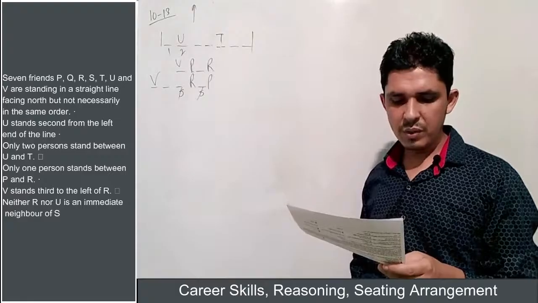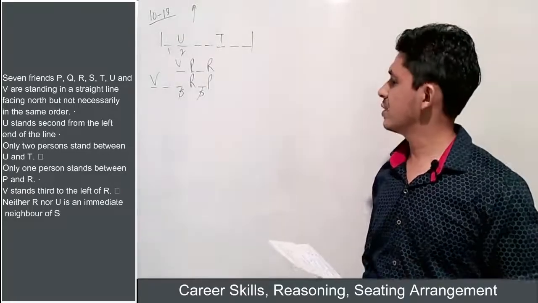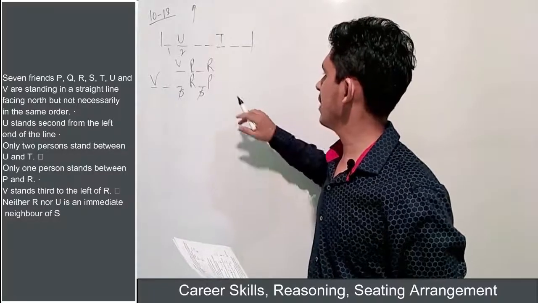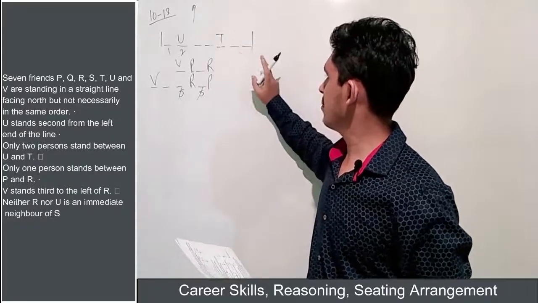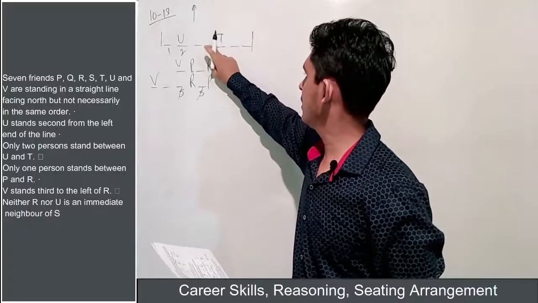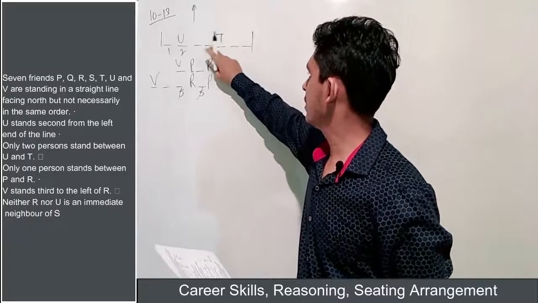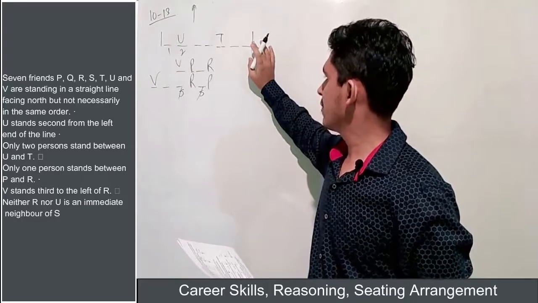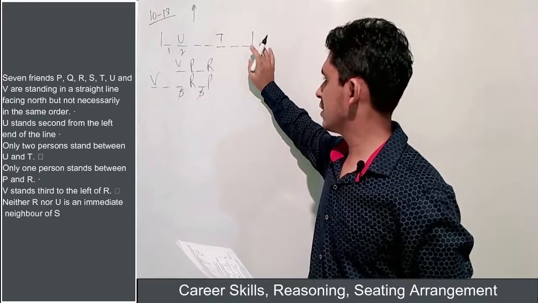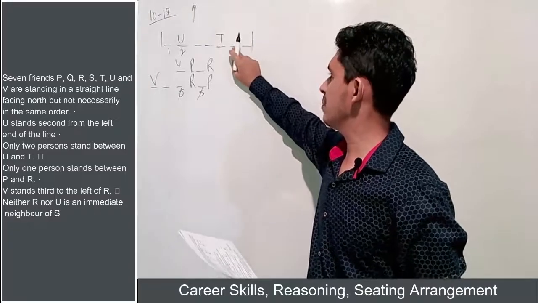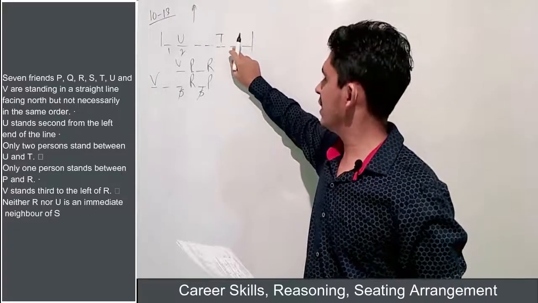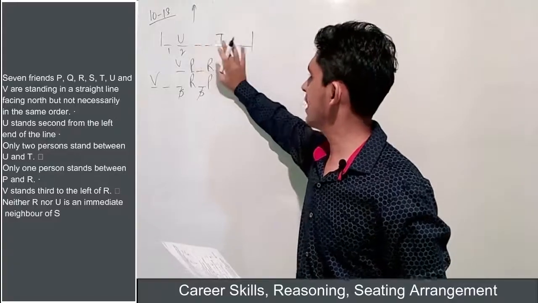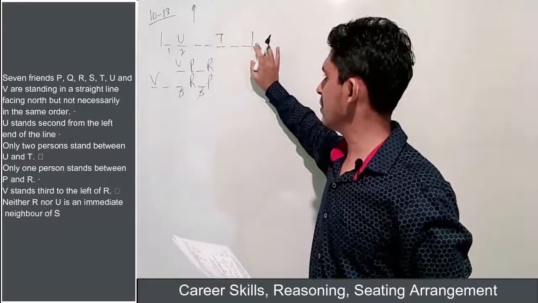Thereafter only one person stands between P and R, so as we have made only one person sit between P and R, I can place P and R in either of the two places. And he is saying that V is third to the left of R. So if we place R here, V cannot be third to the left of R, because first, second, third, it can be here, it can be here.